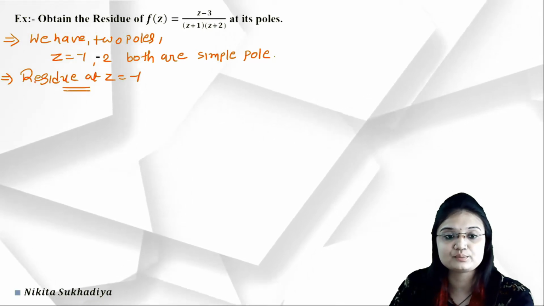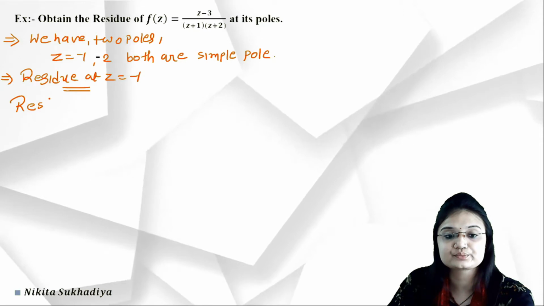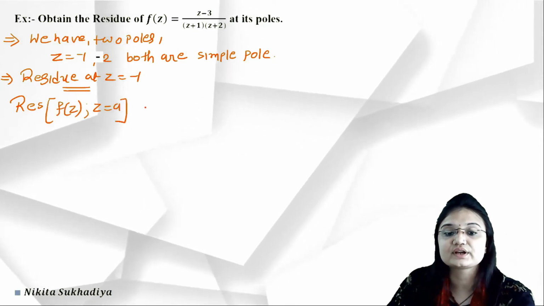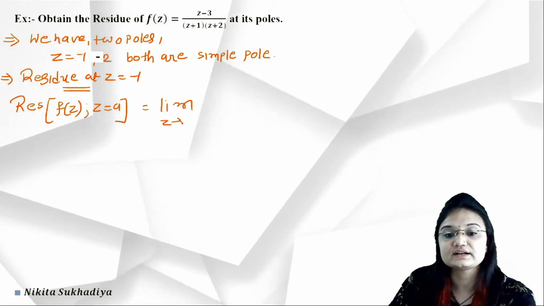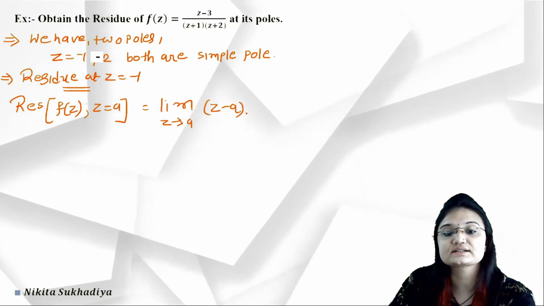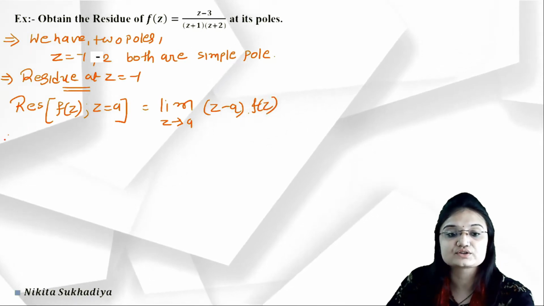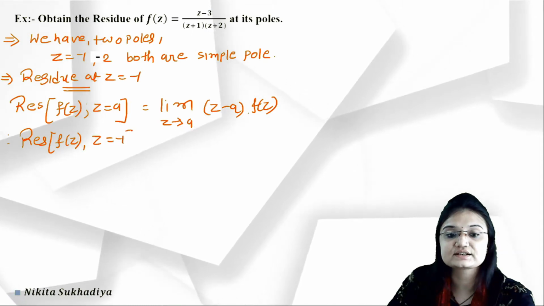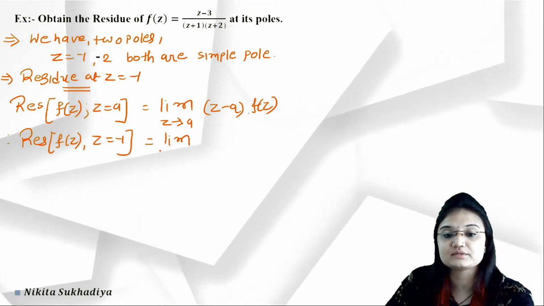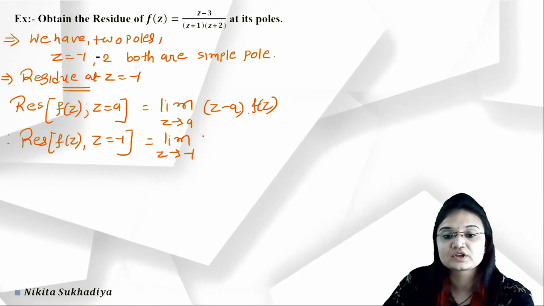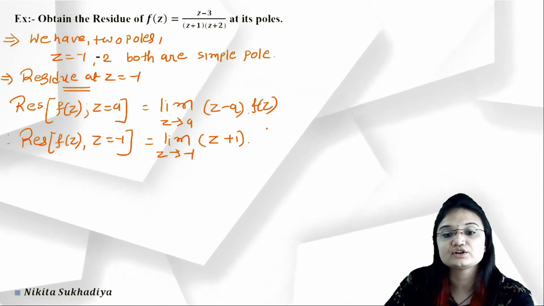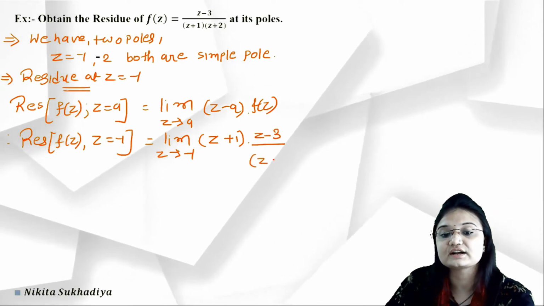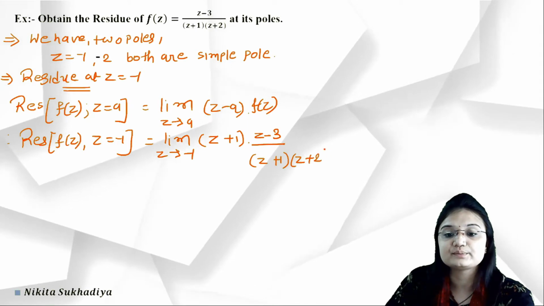Because this is a simple pole, we use the residue formula for f of z at z is equal to a, that is limit z tends to a, z minus a into f of z. So here we have the residue of f of z at z is equal to minus 1. This will become limit z tends to minus 1, z plus 1 into the function, that is z minus 3 upon z plus 1 into z plus 2.